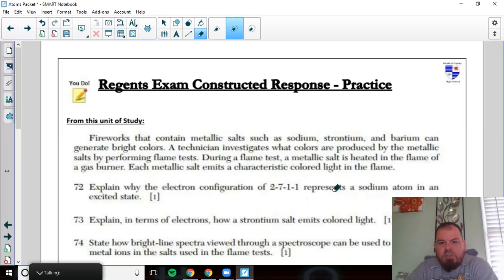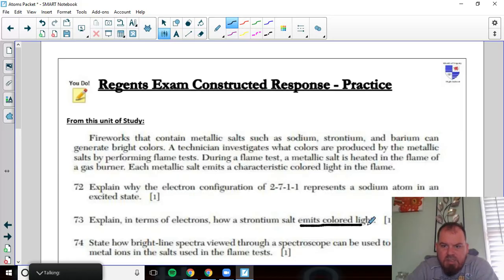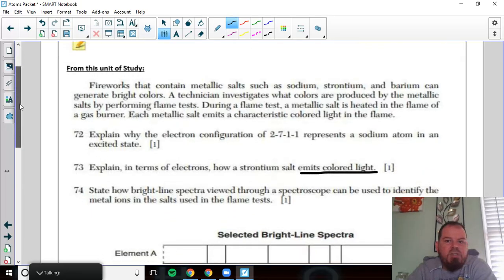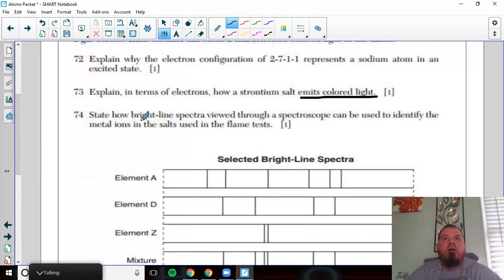So when I see this question about emits light, as soon as I see emits colored light, that is excited electrons. So this is where you have to be able to say an electron absorbs energy, jumps to an excited state, then when it falls back to ground, it emits that energy in the form of light. That's what you need to be able to say.